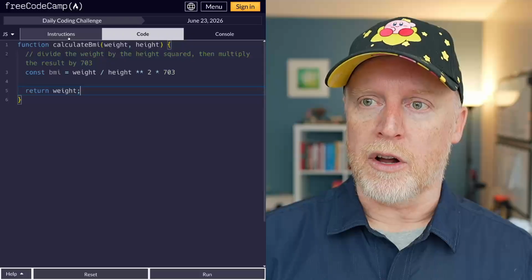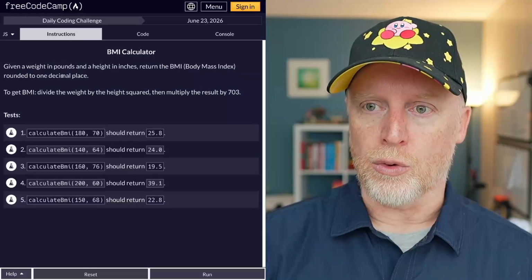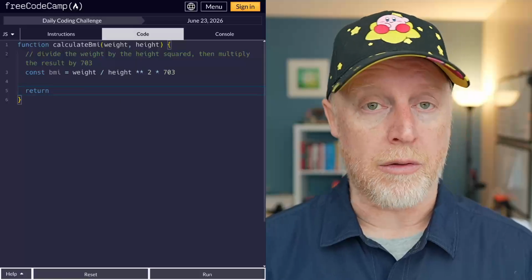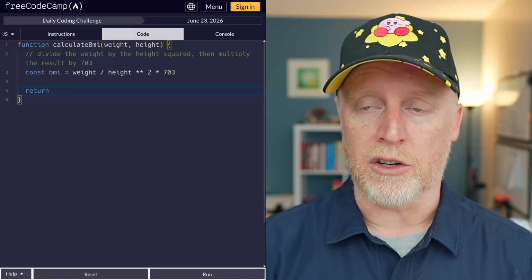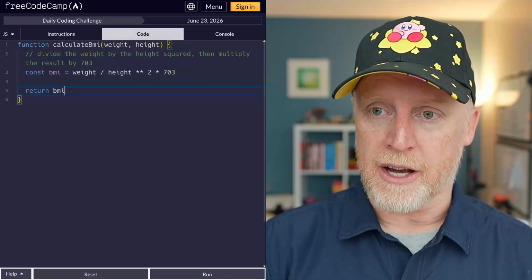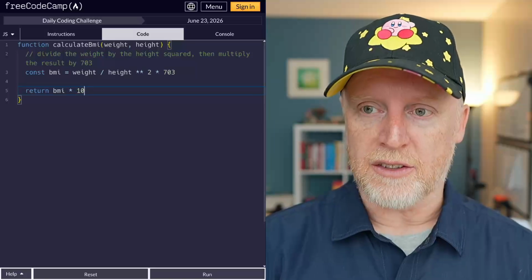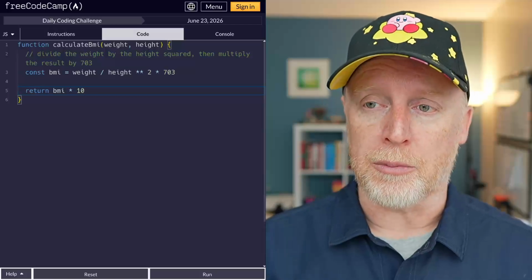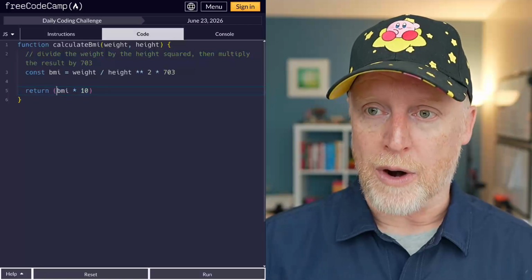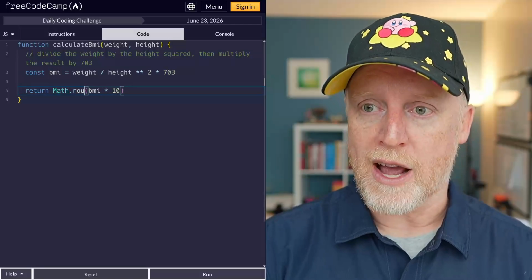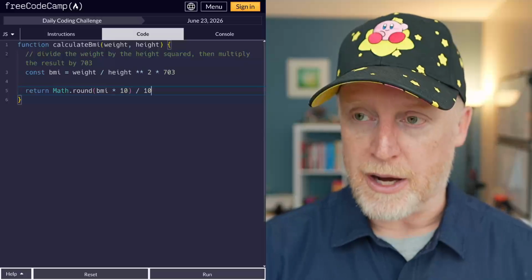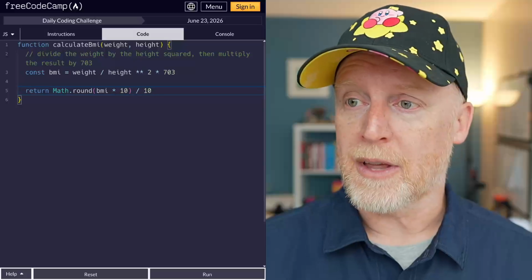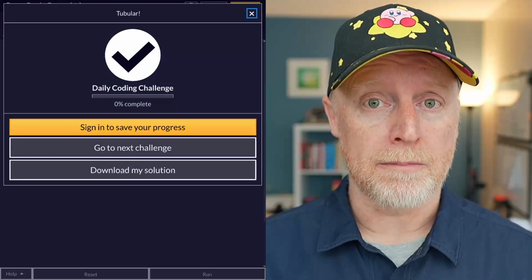The other thing that they want is they want to round it to one decimal place. So the quickest way to do that without creating a whole other thing, because we don't need to do that today, is we take that BMI, multiply it by 10, which shifts the decimal place, right? That's what we're doing. We're shifting the decimal place by one place, and then we do our rounding. So right here we go Math.round, and then divide by 10 to shift that decimal place back, which gives us one decimal place, at which point it works, okay?